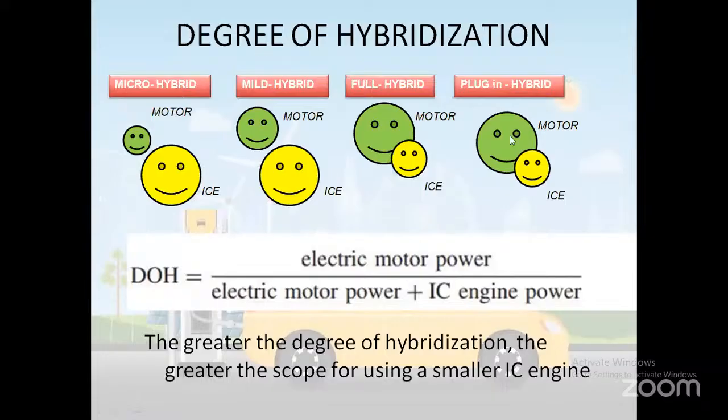The degree of hybridization is calculated by electric motor power divided by total power. Whenever the degree of hybridization increases, the capacity of the electric motor increases and the utility of the IC engine decreases. And here comes the major thing: whenever the capacity of the IC engine decreases, the output is such that the pollution gets reduced. That's what we have seen.